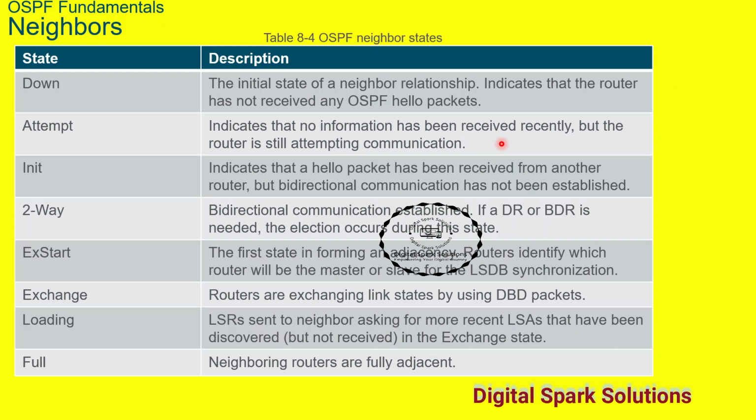Exstart is the first state in forming an adjacency. Routers identify which routers will be the master or slave for LSDB synchronization. In exchange, routers are exchanging link states by using DBD packets. In loading, LSRs are sent to the neighbor asking for more recent LSAs that have been discovered but not received in the exchange state. Full is when neighbors are fully adjacent.